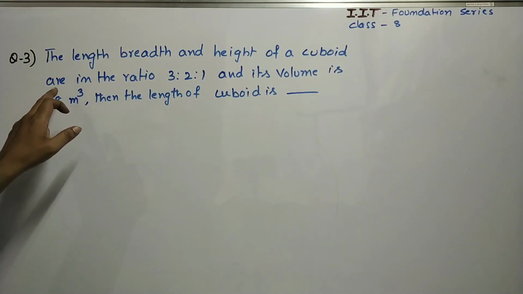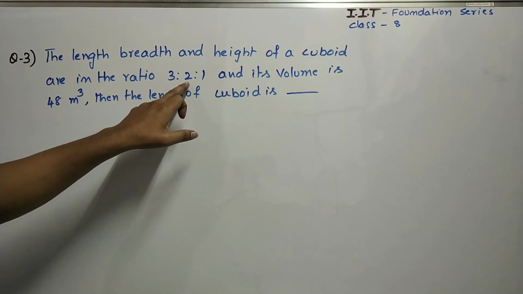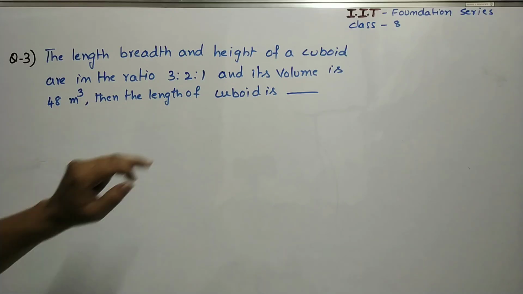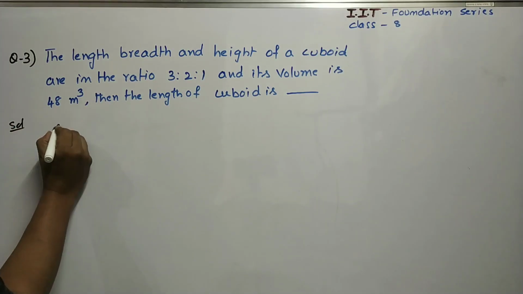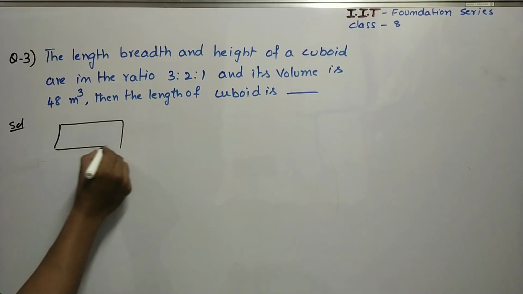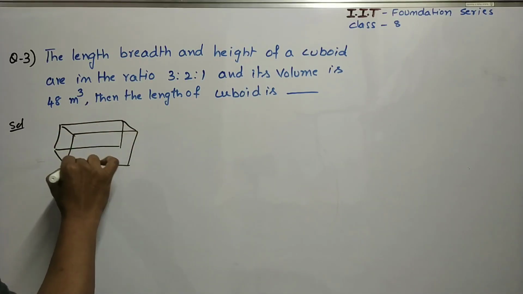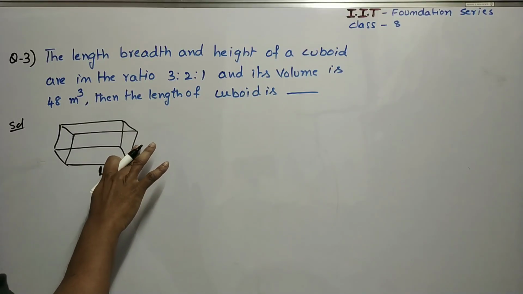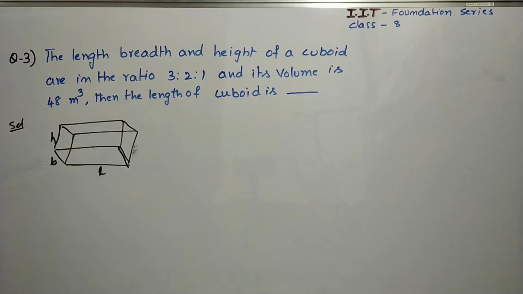The third question: the length, breadth and height of a cuboid are in the ratio 3:2:1 and its volume is 48 meter cube, then the length of the cuboid is? First we draw the cuboid shape. Okay, this is a cuboid. This is length, this is breadth, and this is height.